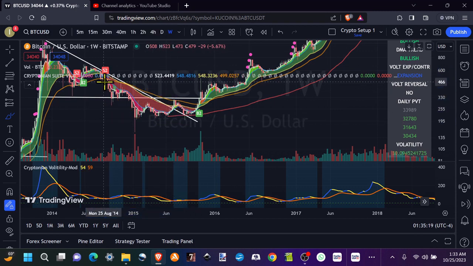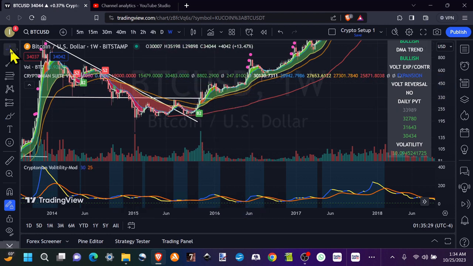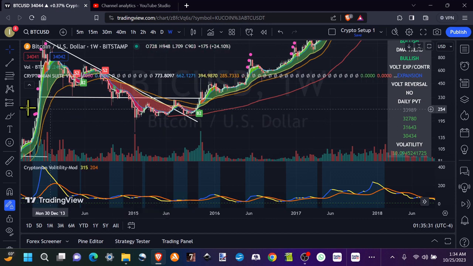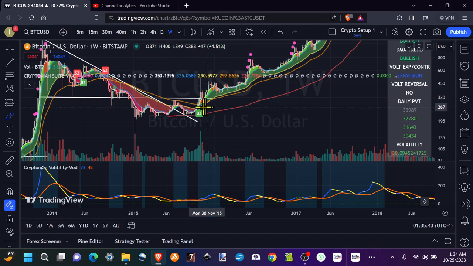Here the opposite is true. A B2 signal, and then a green cloud appears. So those are the three signals. The three signals are: one, a break of the descending diagonal resistance line; two, a break of the horizontal line; and three, a B2 signal.